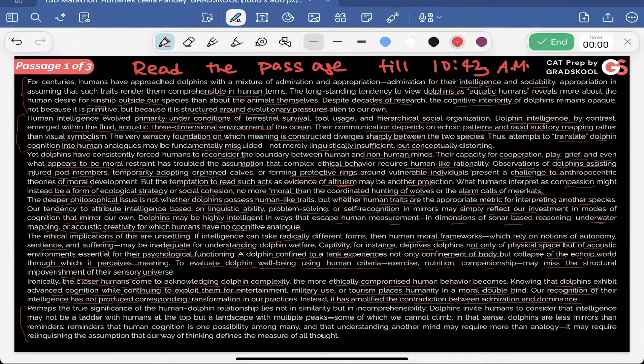Perhaps the true significance of the human dolphin relationship lies not in similarity, but in incomprehensibility. Dolphins invite humans to consider that intelligence may not be a ladder with humans at the top, but a landscape with multiple peaks, some of which we cannot climb. In that sense, dolphins are less mirrors than reminders. Reminders that human cognition is one possibility among many, and that understanding another mind may require more than analogy. It may require relinquishing the assumption that our way of thinking defines the measure of all thought.